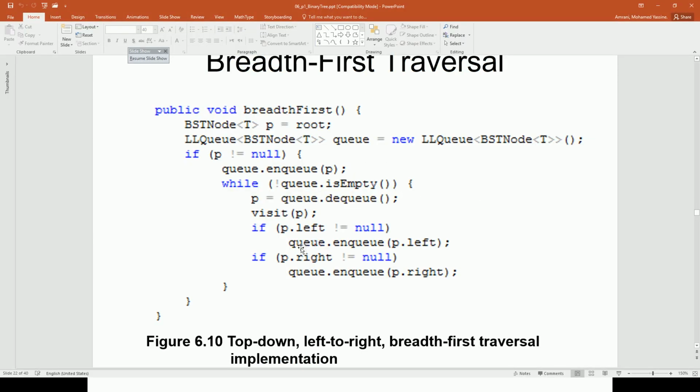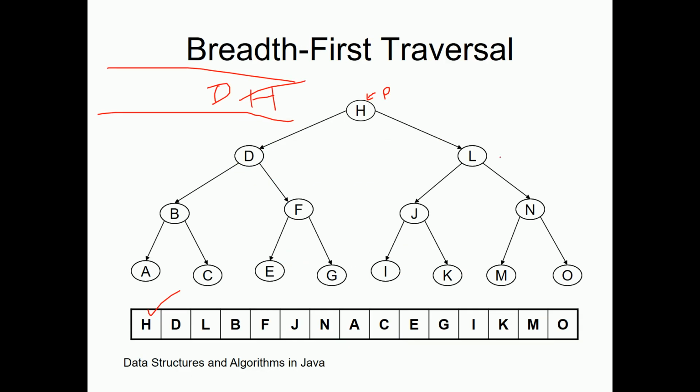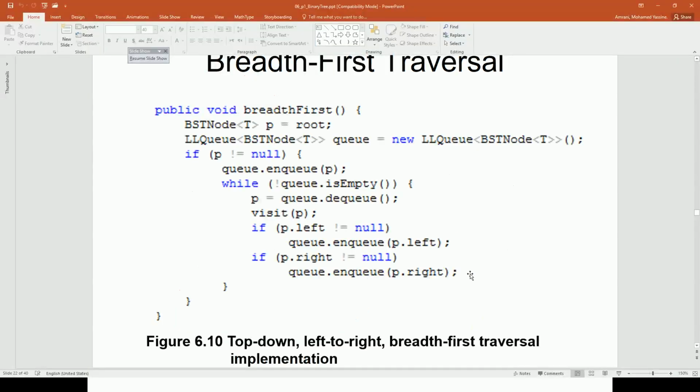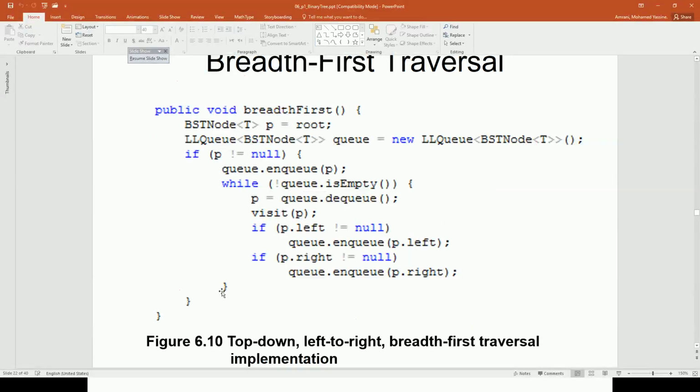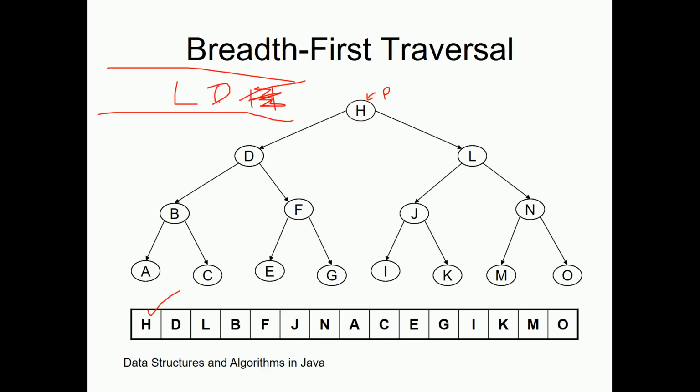And then, is the right not empty? Well, yes. So I'm going to enqueue the right. So this was dequeued, right? That's why I visited, I displayed. But I enqueued the left, then enqueued the right. And then what is going to happen, I'm just going to go up in the while. Is the queue not empty? Yes, the queue is not empty.